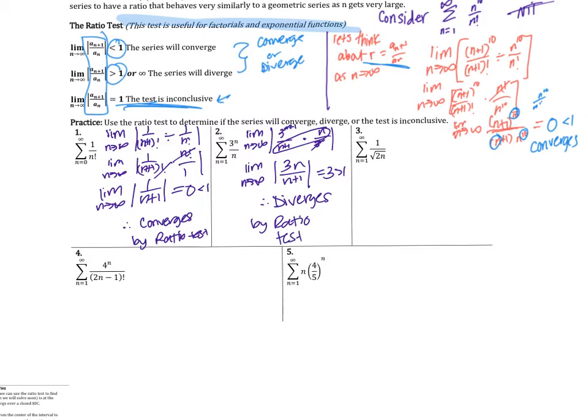Why don't you go ahead and pause the video and work through 3 through 5 on your own. So for number 3, if you work through the ratio test, you actually get that limit is equal to 1, which means the ratio test is inconclusive, and at this point, we don't currently have a test to use on that problem. We will get to that later in this unit.